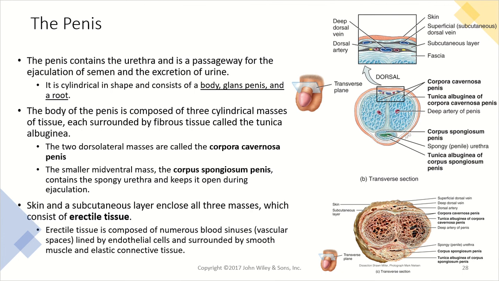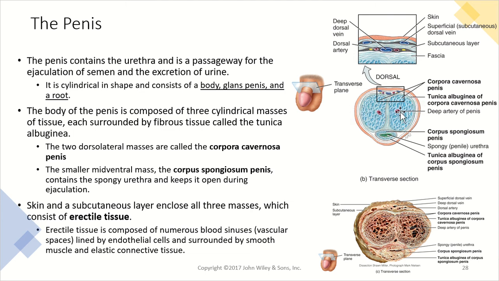The penis is cylindrical in shape, and is going to consist of a body, the glans penis, and the root. The body of the penis is composed of 3 cylindrical masses of tissue, each of which is surrounded by fibrous tissue called the tunica albuginea. There are going to be 2 dorsolateral masses on either side, which you can see here.